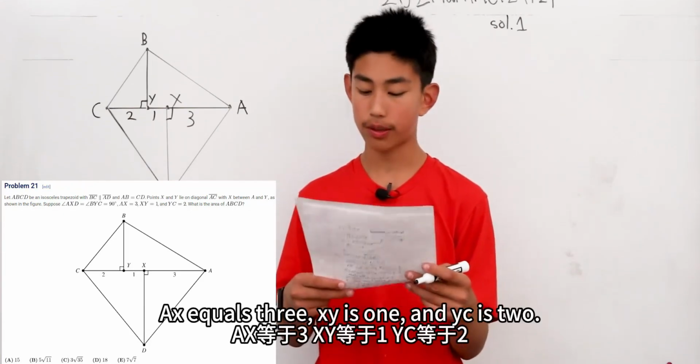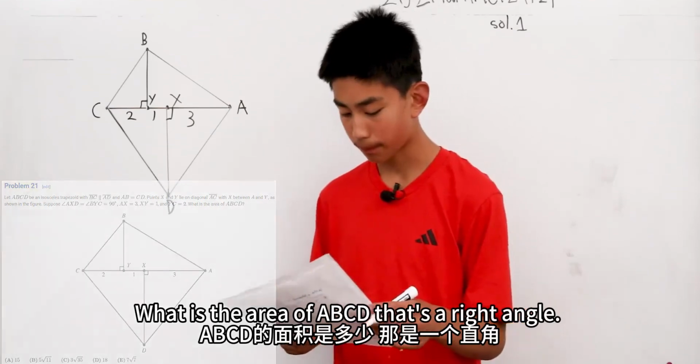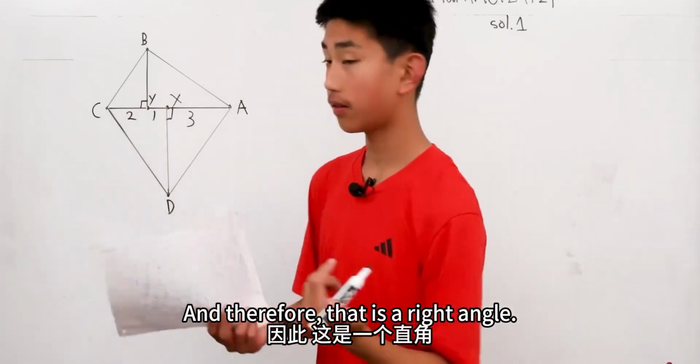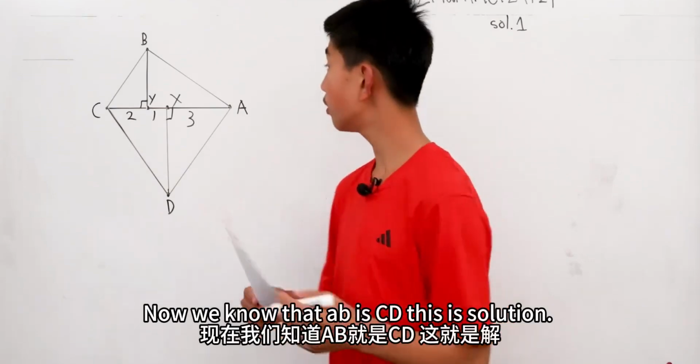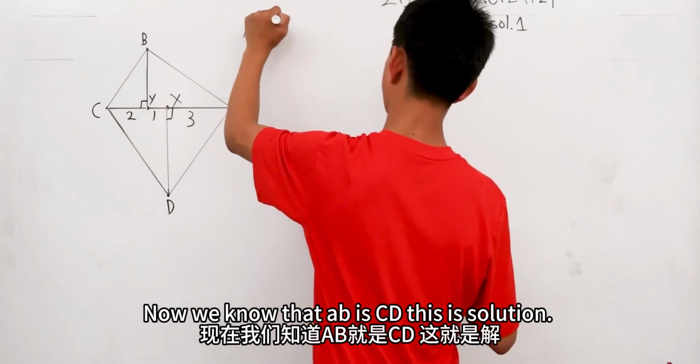AX equals 3, XY is 1, and YC is 2. What is the area of ABCD? You know that that's a right angle, and therefore that is a right angle. Now, we know that AB is CD.